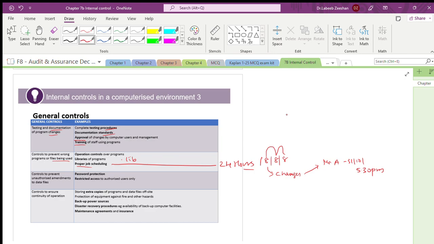These are the things we are talking about in terms of general IT controls: password protection and restricted access. Here we can have some basic understanding. Controls to ensure the continuity of operations: we store extra copies of the programs. We can also store copies off site.